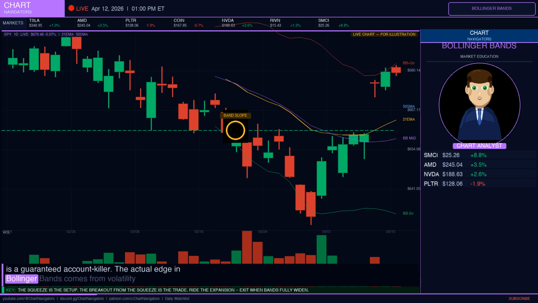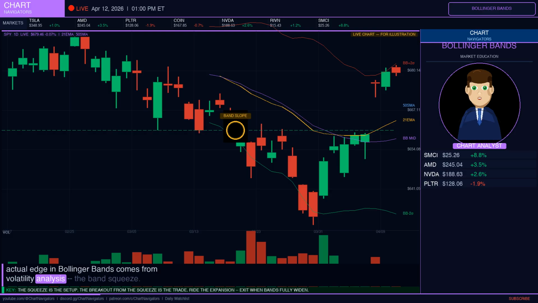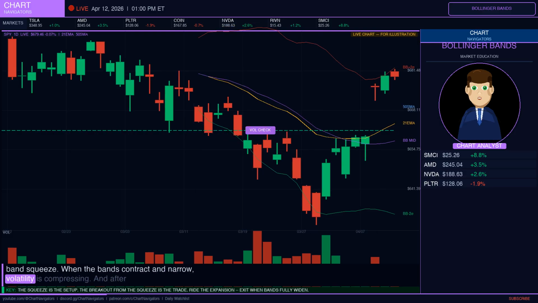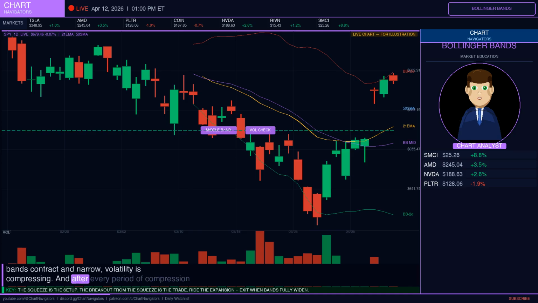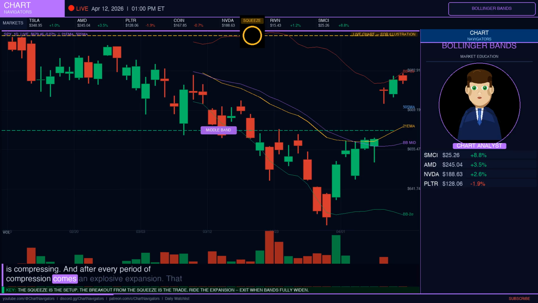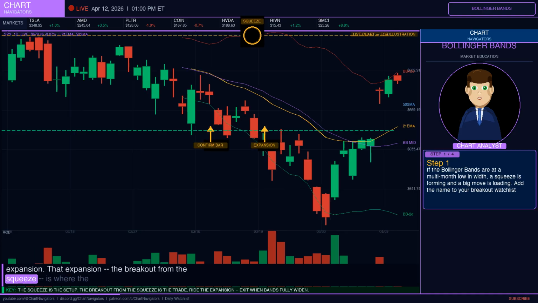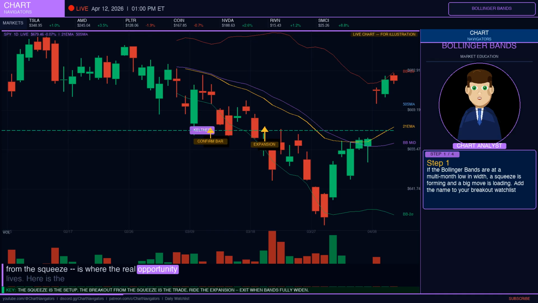The actual edge in Bollinger Bands comes from volatility analysis, the band squeeze. When the bands contract and narrow, volatility is compressing. And after every period of compression comes an explosive expansion. That expansion, the breakout from the squeeze, is where the real opportunity lives.